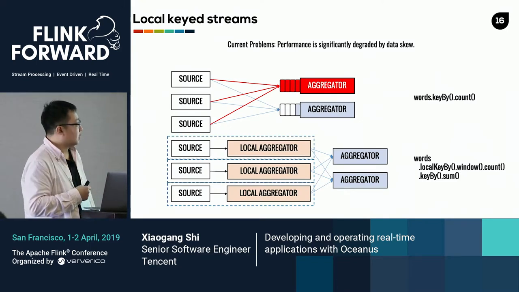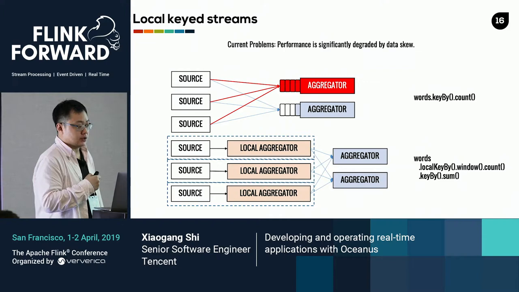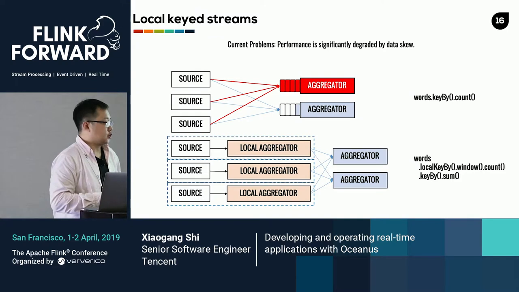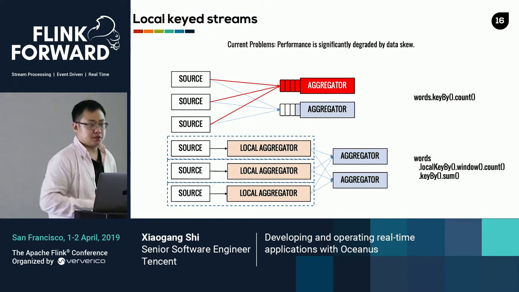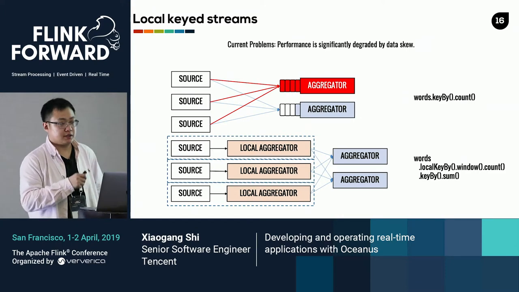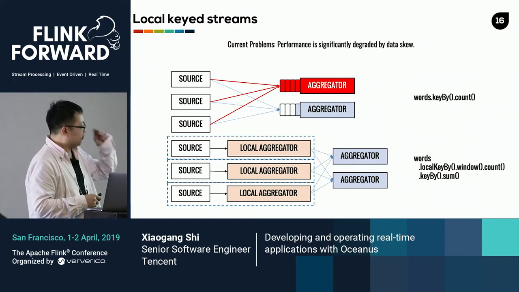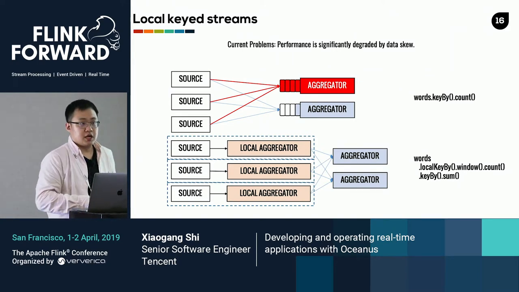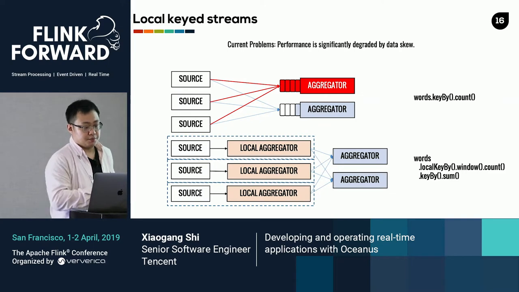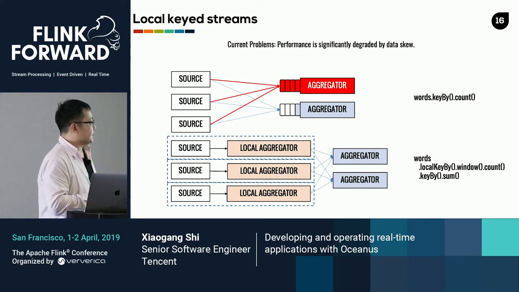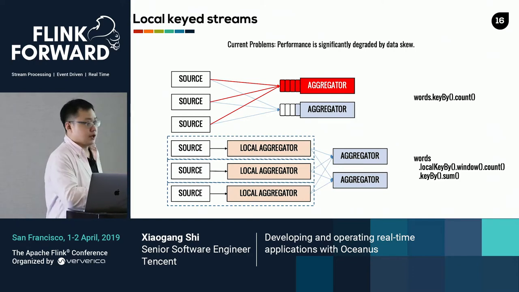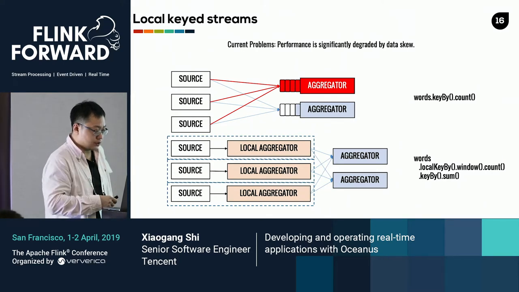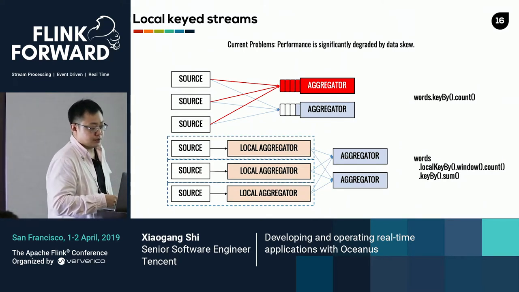Another useful improvement we developed is local keyed streams, because most of our jobs are suffering from data skewness, and the performance will be significantly downgraded by data skewness. Here, for example, in the word count program, if some words appear much more than the other words, the performance will be significantly downgraded because only a few of the operators are working and the others are idle. To reduce the performance degradation, we use local aggregation.